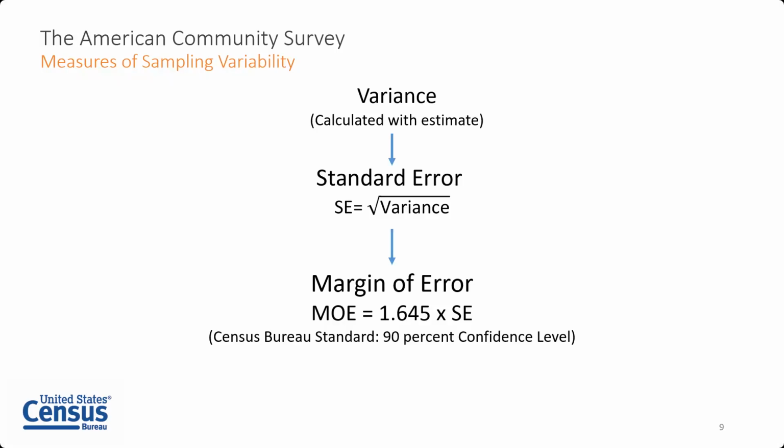The standard error is used to calculate the margin of error, or MOE. So then this calculation changes depending on the confidence level. So to calculate the MOE at Census Bureau's standard 90% confidence level, the SE is multiplied by the critical value of 1.645.